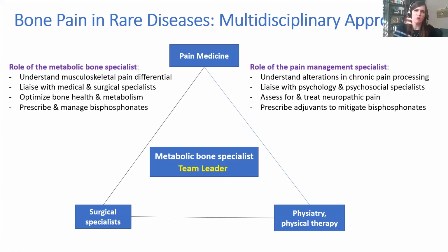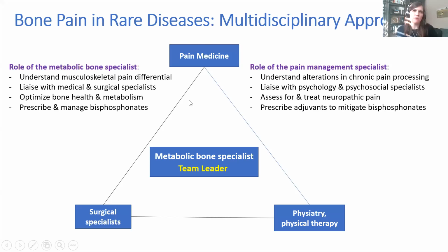And when I say metabolic bone specialist, this can refer to a number of different specialties. It's often endocrinologists or geneticists, but can also include surgeons, such as Dr. Tosi, who manage complex patients. This is anyone who is going to be the primary one managing and has the primary expertise in a patient with a rare bone disease.